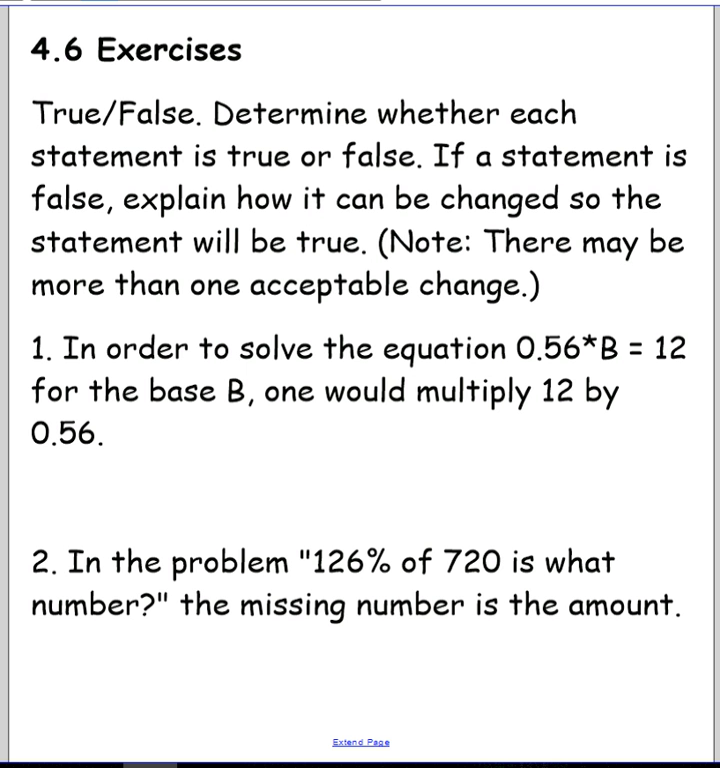Let's look at some true-false statements now. First one: in order to solve the equation 0.56 times B equals 12 for the base B, one would multiply 12 by 0.56. Let's look at it. B has 0.56 being multiplied to it, so we would need to get rid of it by division. So 12 needs to be divided by 0.56, not multiplied. So that one was false.